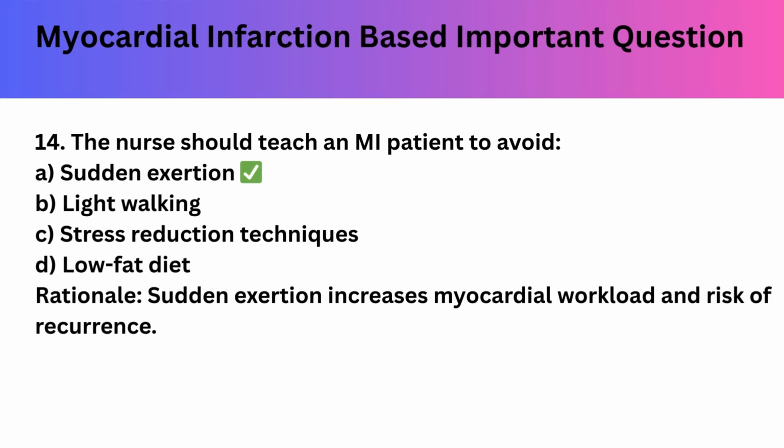Question number 14. The nurse should teach an MI patient to avoid: option A, sudden exertion; option B, light walking; option C, stress reduction techniques; option D, low fat diet. Correct answer is sudden exertion. Sudden exertion increases myocardial workload and risk for recurrence.